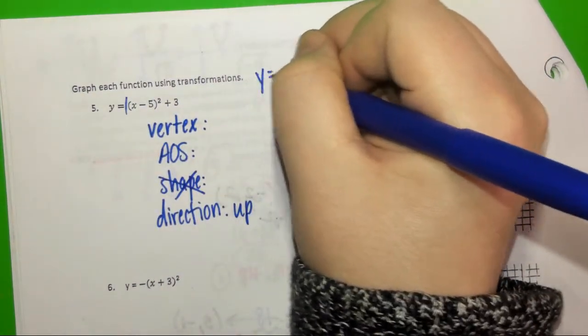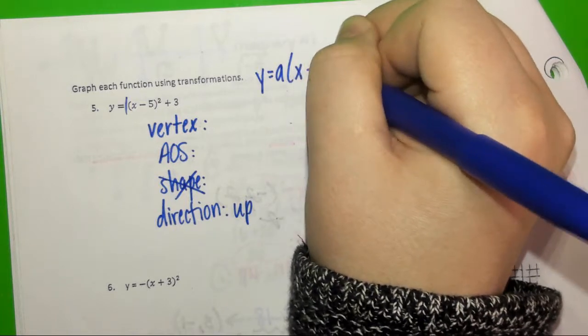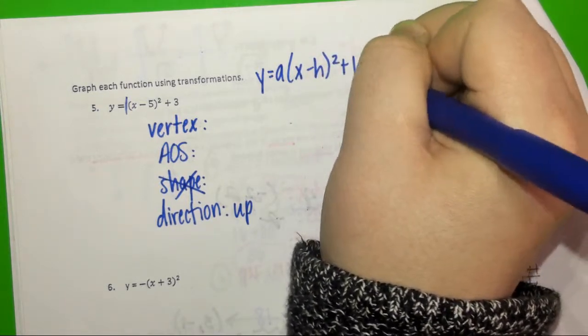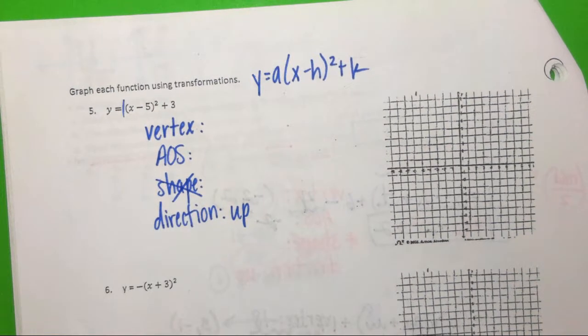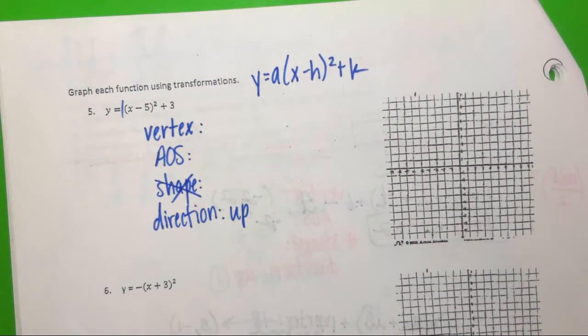Again, if you need a reminder, it looks like a(x minus h) squared plus k. What we're saying is if there's a number in front, if it's a 1/2 or a fraction, it's going to make you fatter. If it's a whole number, it makes you skinnier. Since it's just a 1, nothing's changing. So the shape stays the same.